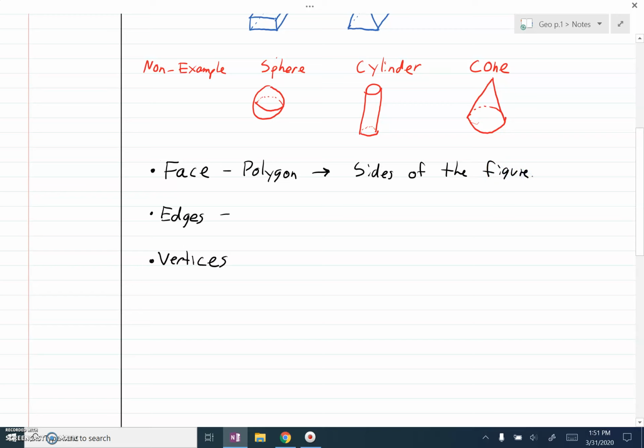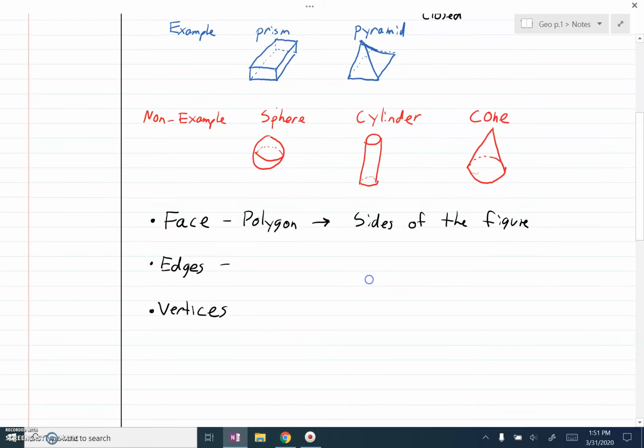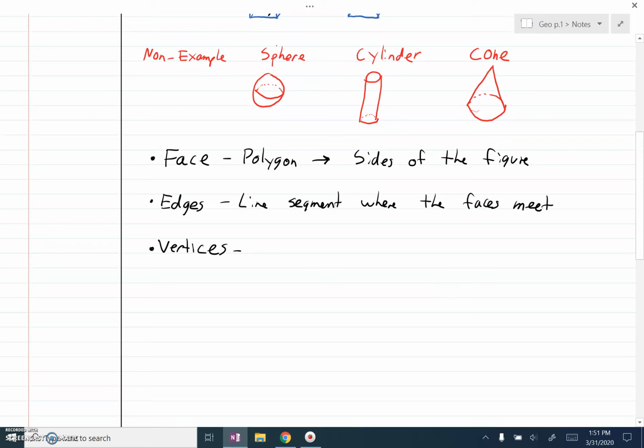Okay, the edges are the line segments of where the polygons meet. So if you're looking back here at this prism, this would be the edge. So it is a line segment where the faces meet. And then the vertex is the points or corners where 3 or more edges meet. So it's the points, also known as the corners, where 3 or more edges meet.